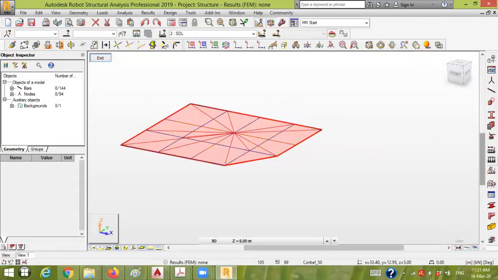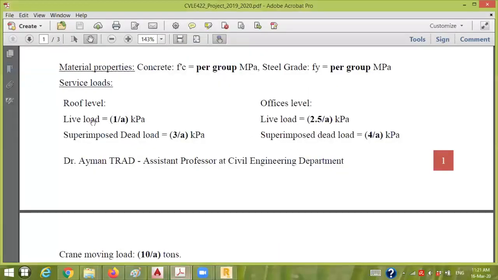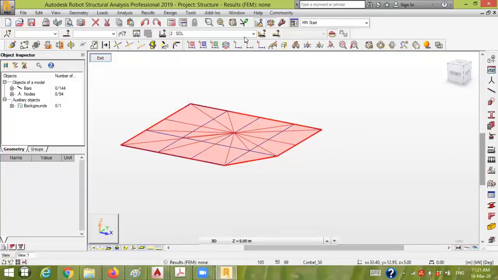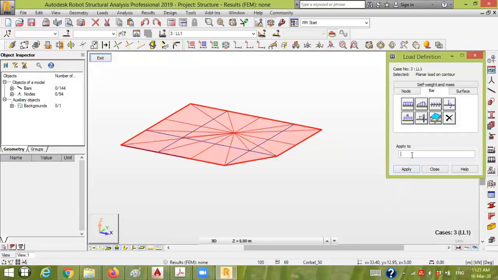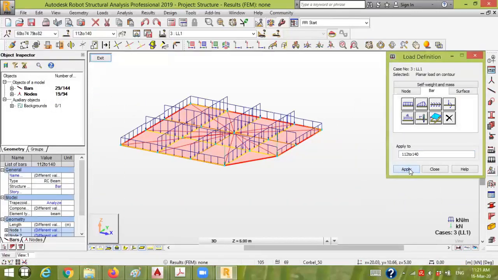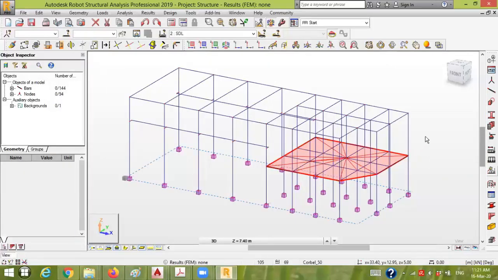I have to repeat the same for the live load. The live load value at the office levels is 2.5 kilopascal. Now pass to the live load. Same nodes as previously selected, and apply to all the elements here. So this is over for this level: we find the self weight, the SDL, and the live load.